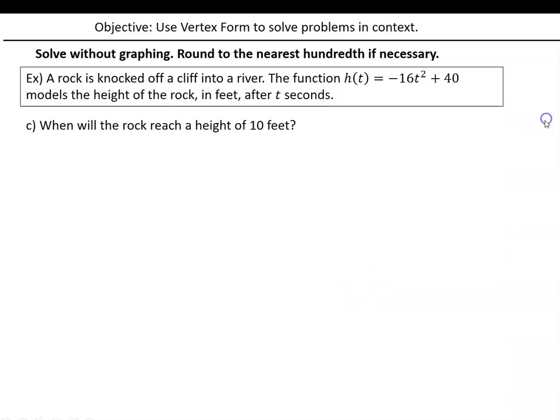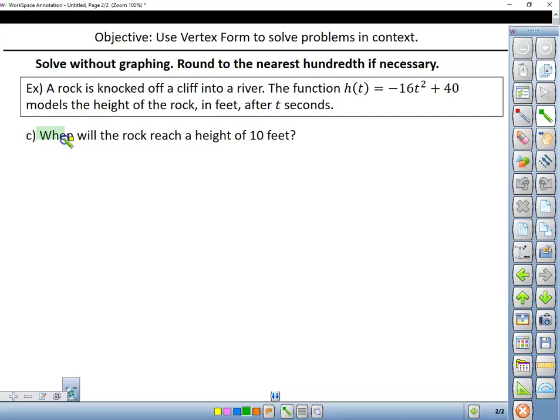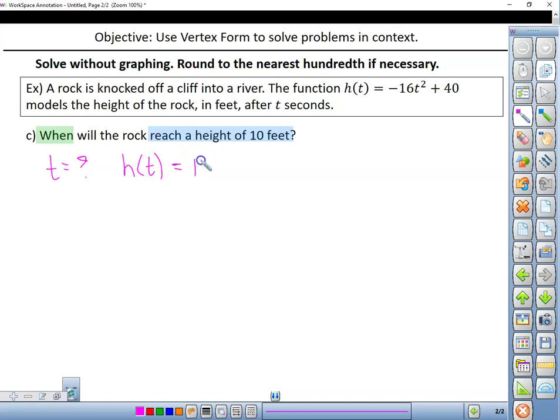So our part C with this model is, when will the rock reach a maximum height, or sorry, not maximum, just a height of 10 feet. So again, we have to realize this question is indicating we're looking for a time, which means we need a value for our height, h of t, and that height is 10 feet. So that understanding allows us to take our function and replace our h of t with 10. So we get 10 equals negative 16 t squared plus 40. And now we're going to solve this equation.